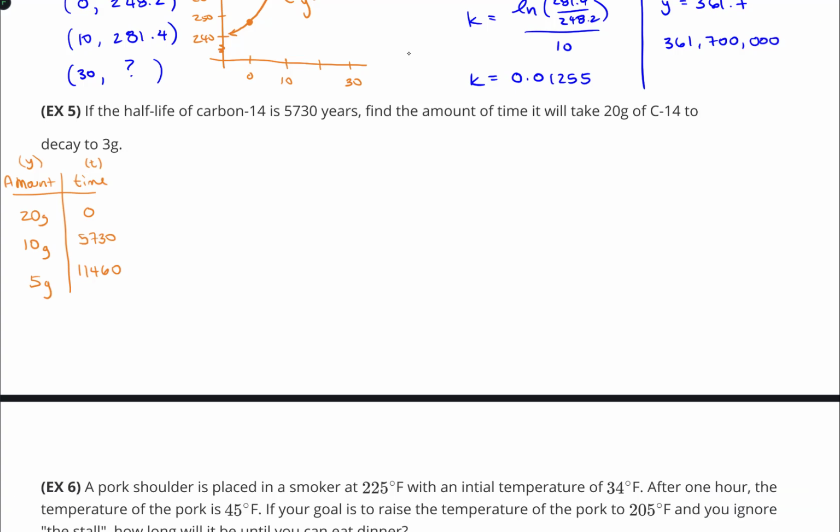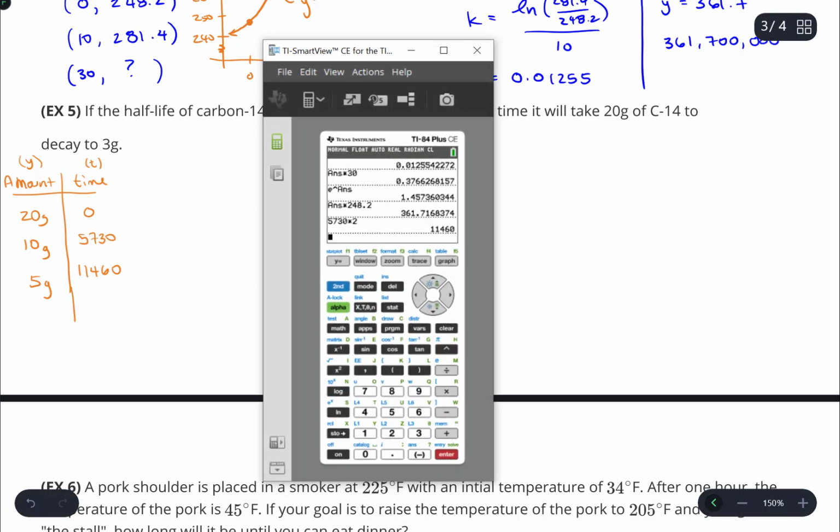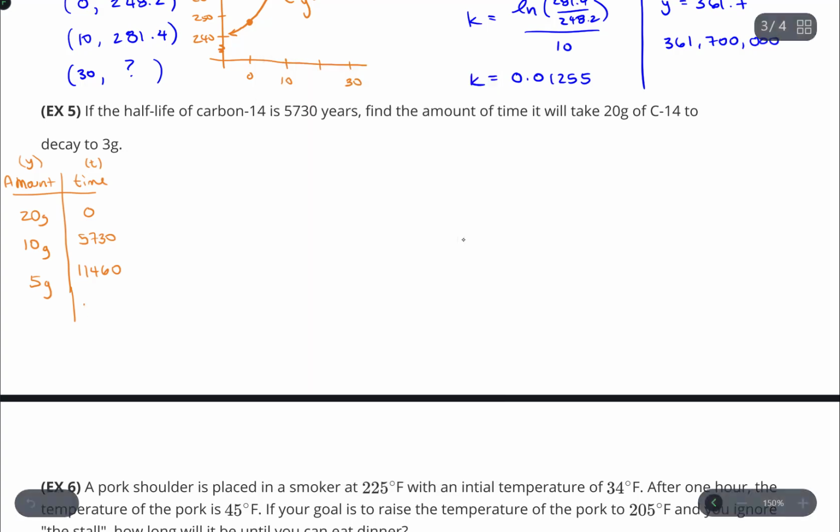All right. Another 5,730 years passes. So yeah, I'm going to actually just come over here. Times 3. So 17,190. Now it's down to 2.5 grams. So we're looking for 3 grams, which is somewhere within this range. So, what is this value here? What's that amount of time? Well, it's somewhere between 11,000 and 17,000 years, but let's see if we can get any more accurate of a response.